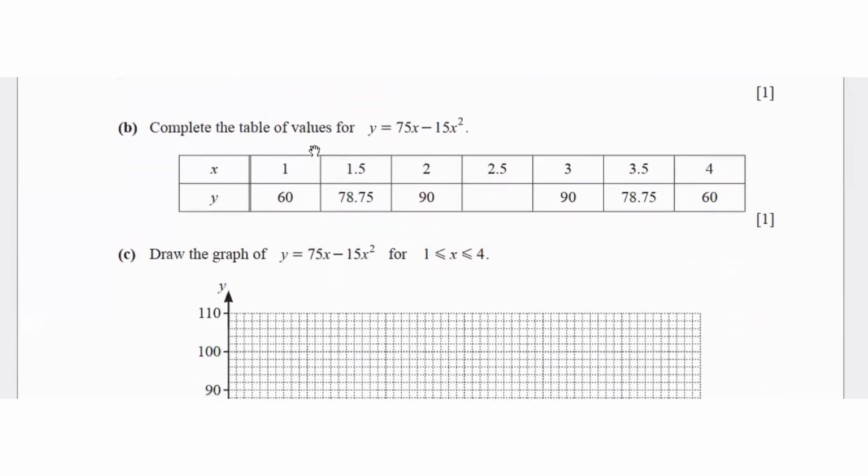Part B says complete the table of values for y equals 75x minus 15x squared. So we only have to find the y value for x equals 2.5. So what we'll do is substitute that in the equation and find the corresponding y value. So 75 times 2.5 minus 15 times 2.5 squared equals 93.75.